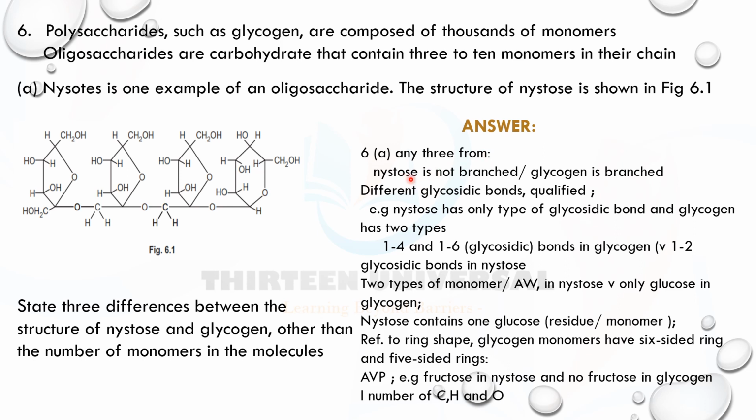Any 3 from: not branched, this is branched; different glycosidic bonds. This has only 1 type, 1,2. Glycogen has 1,4 and 1,6. Glycogen has 1 monomer, nistose has 2, that is fructose and glucose. Then look at the reference to ring shape. Glycogen monomer has a 6-sided ring. Yes, glycogen monomers have a 6-sided ring mainly.